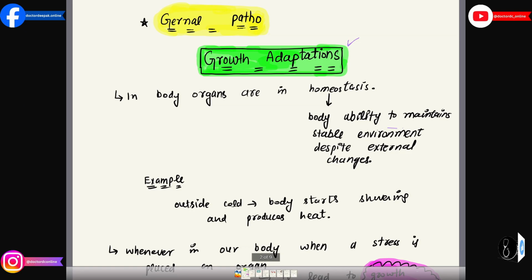The first basic principle is that in our body the organs are in homeostasis. So what is the meaning of homeostasis? Basically, it is the body's ability to maintain or stabilize the internal environment despite external changes.